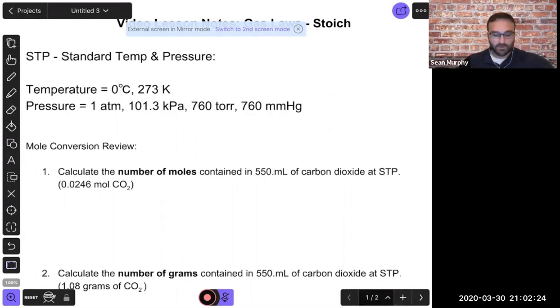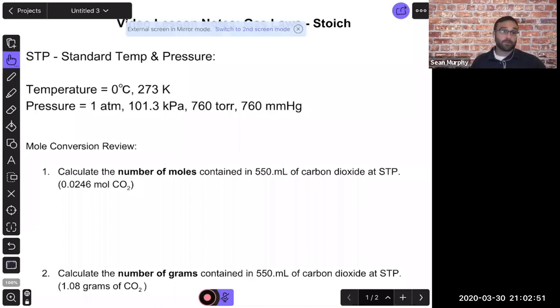So to review, we have temperature at 0 degrees Celsius or 273 Kelvin. This is what we call standard temperature and pressure, STP. And the pressure can be 1 atmosphere, 101.3 kilopascals, 760 torr, or 760 millimeters of mercury. It just depends on what unit you're using. The number is going to change.